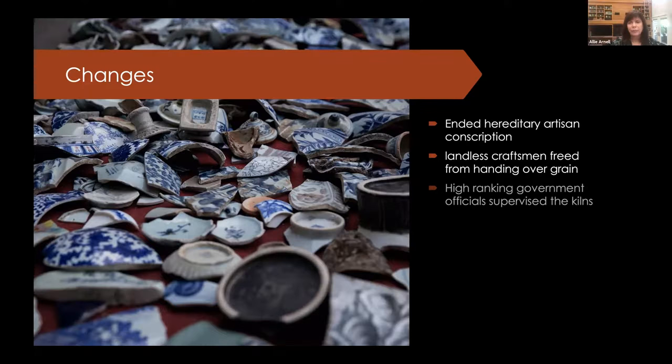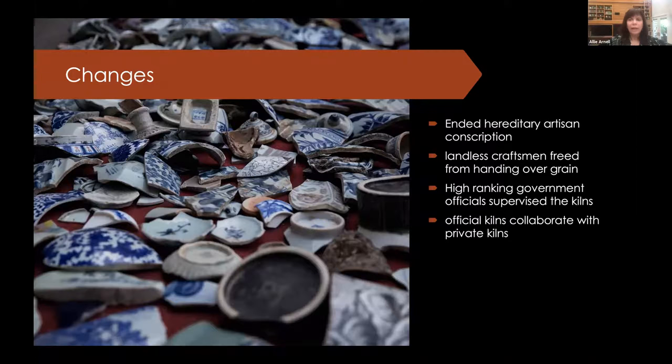Additionally, a really important thing that happens during this time period is that high-ranking government officials are appointed to supervise the imperial kilns. There had been, of course, people from the court supervising the kilns in the past, but these high-ranking officials have a lot more power in the court, and also are able to advocate for funds coming to the imperial kiln. So that causes a lot of stability in the production as well.